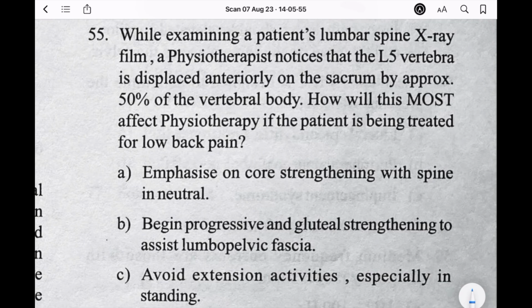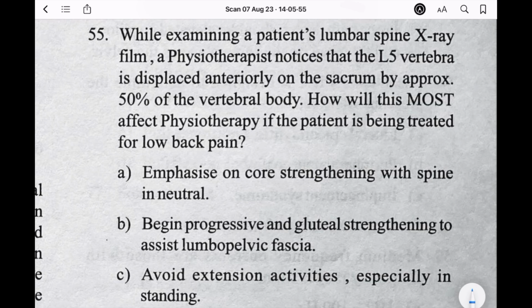Question number 55. While examining a patient's lumbar spine X-ray film, a physiotherapist notices that the L5 vertebra is displaced anteriorly on the sacrum by approximately 50% of the vertebral body. How will this most affect physiotherapy if the patient is being treated for low back pain?